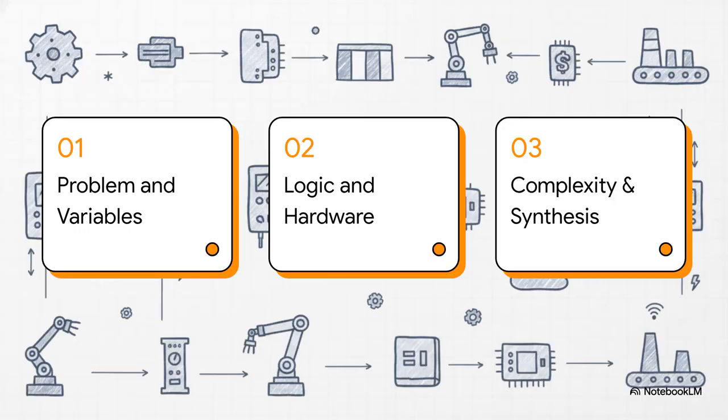Okay, so here is our syllabus for today. First, we'll start with the basics, our core engineering vocabulary. Then we'll move on to the physical control logic and the actual hardware we use in the factory. And finally, we'll tackle complexity by putting it all together into real-world systems.